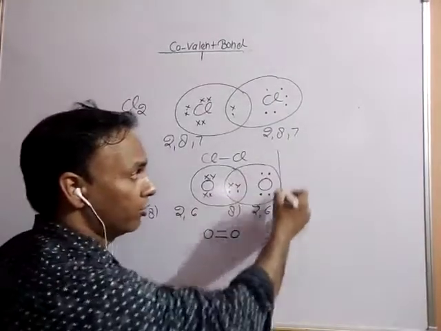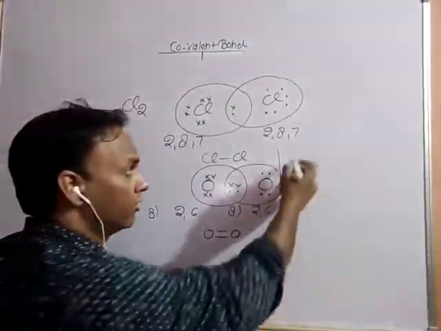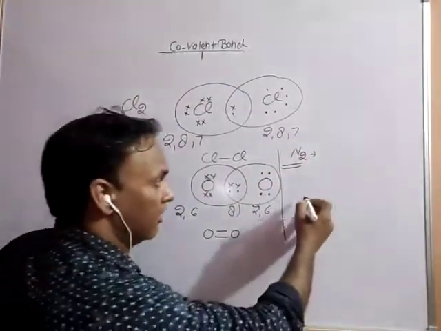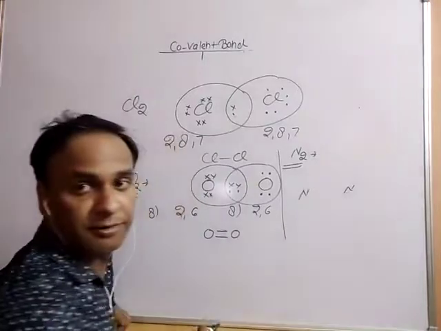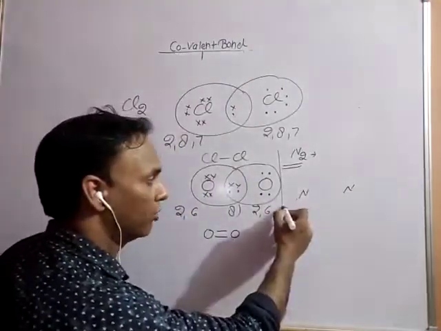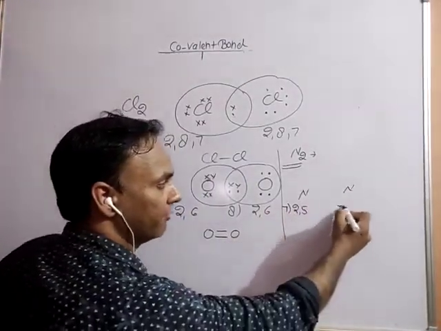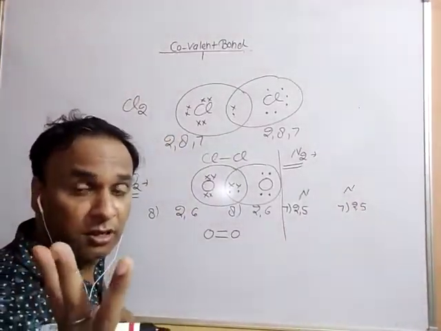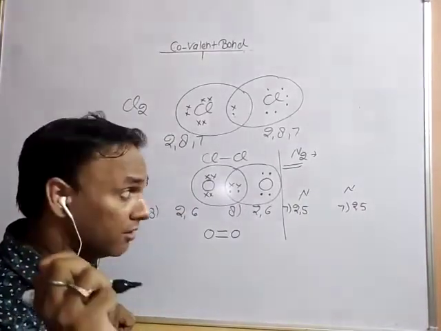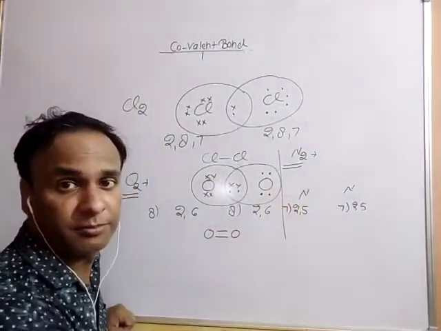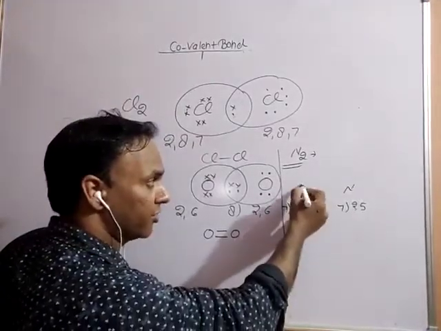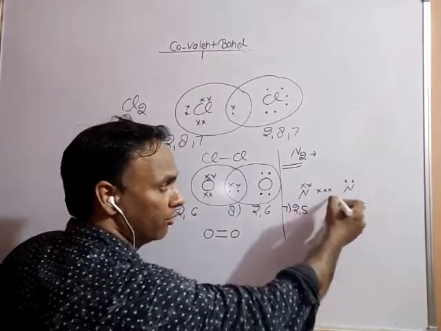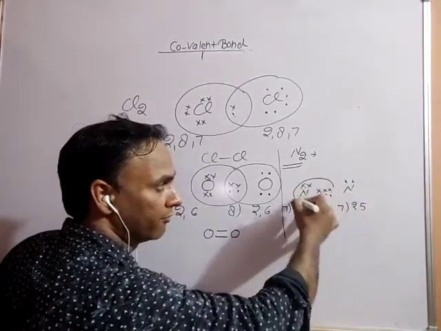When we talk about the example of a triple covalent bond, it is nitrogen, N. The atomic number of nitrogen is 7, and the configuration is 2 5. Here 3 electrons are required to get the stability of each nitrogen atom, so 3 electrons are shared.